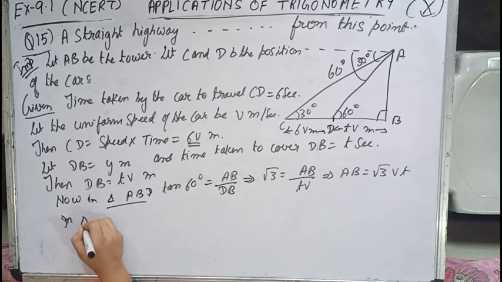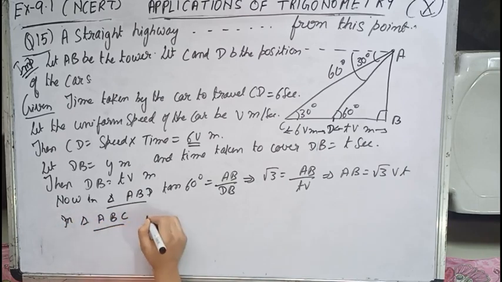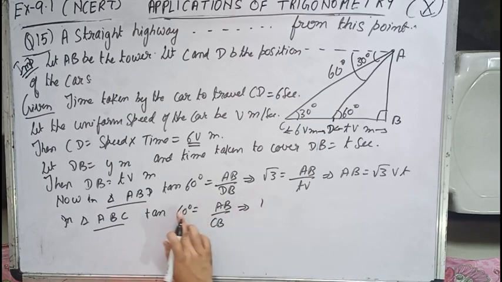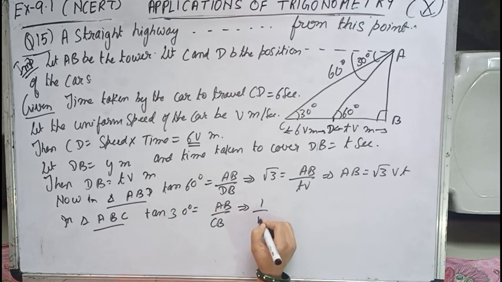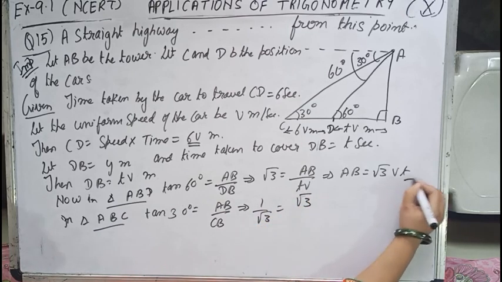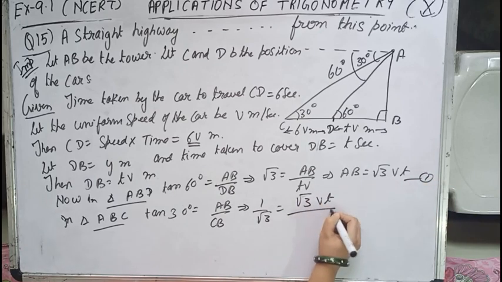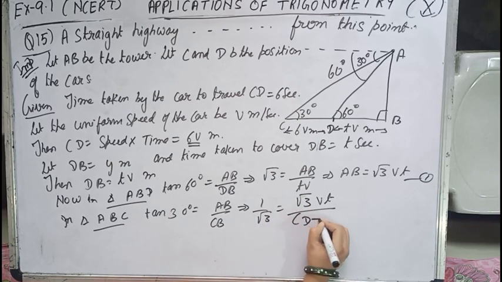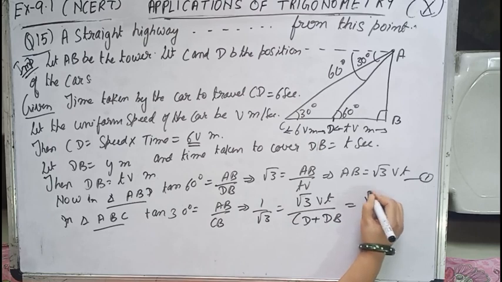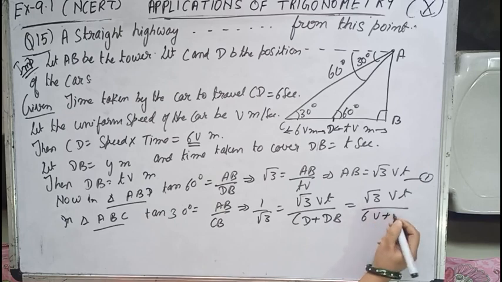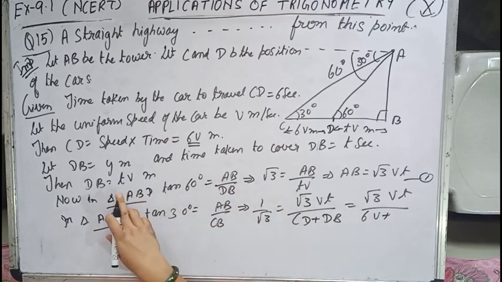Again in triangle ABC, tan of 30 degree implies 1 by root 3 equals AB by CB. AB value I am writing over here, root 3 VT, by CB. CB is CD plus DB, equals root 3 into V into T. And CD value is how much? 6V. And DB value is how much? TV.